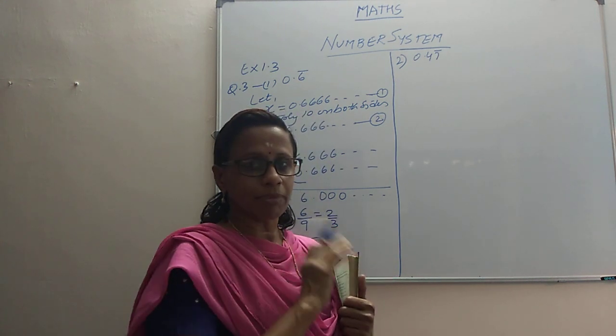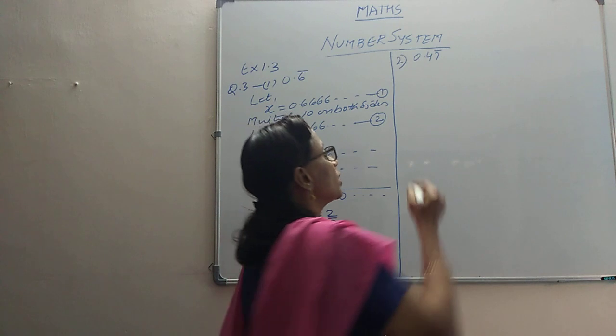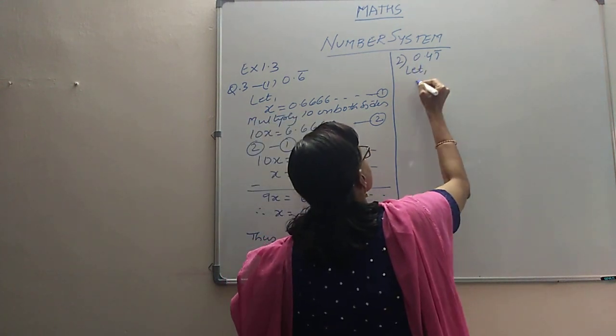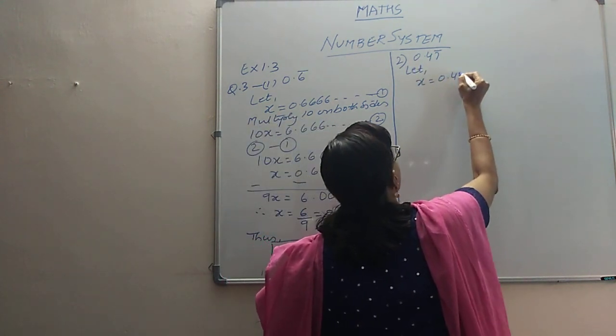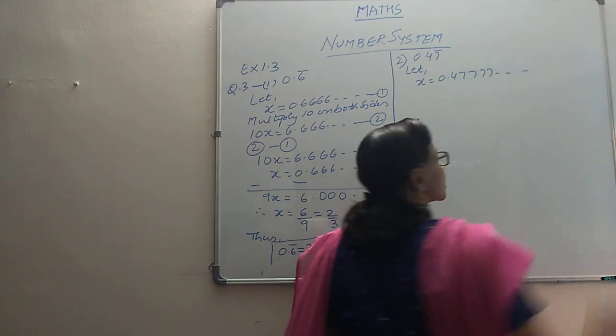As we did before, we are going to start with x. Whatever is given to us, let's assume it as x. So our x is 0.4777 because it's recurring on 7.